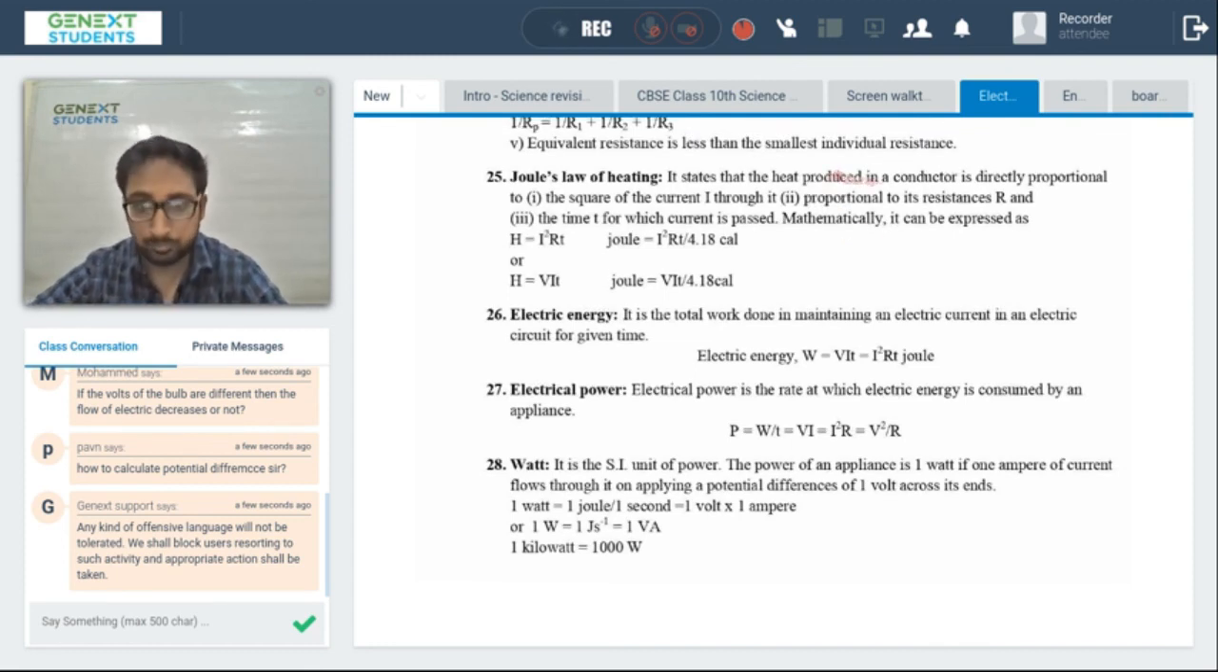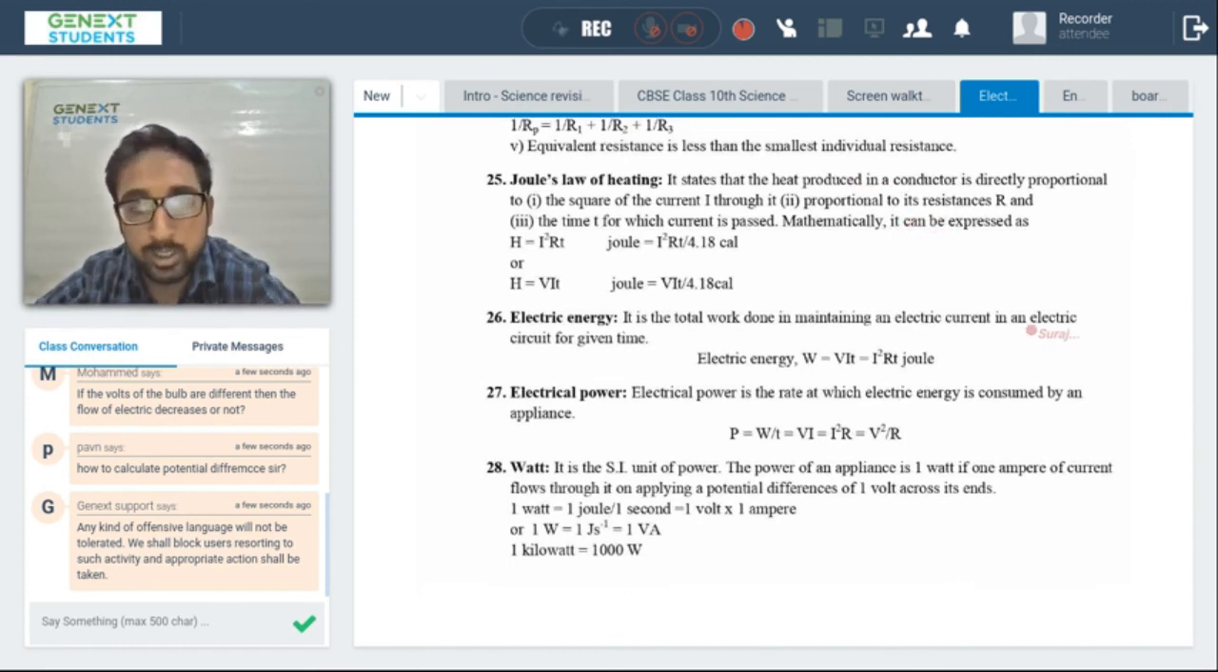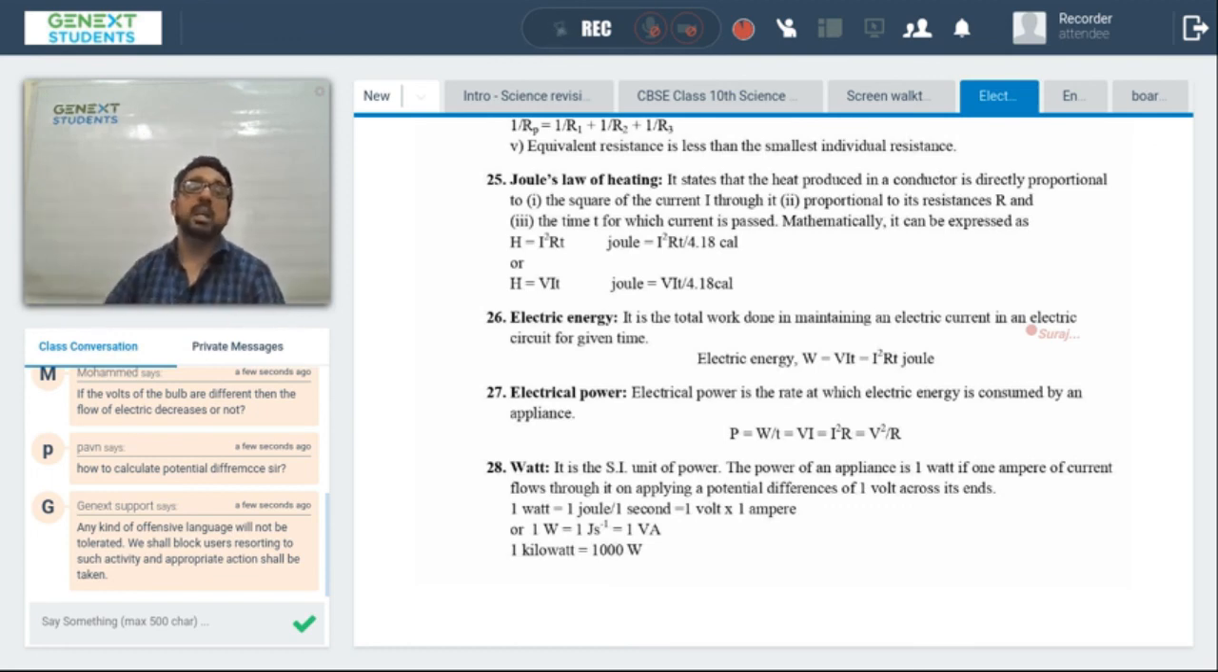So it states that heat produced in a conductor is directly proportional to the square of the current through it, I square, proportional to the resistance, R, and the time for which the current is passed, T. I square RT. The other form of VIT: instead of V, I am keeping I into R, therefore it becomes I square RT, right?